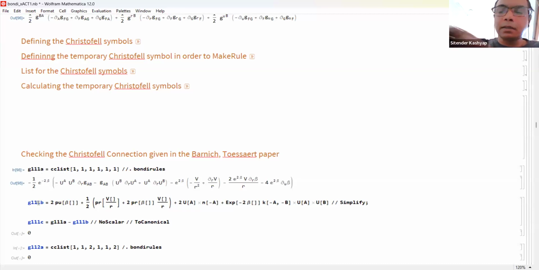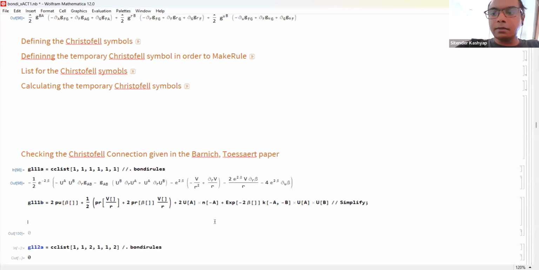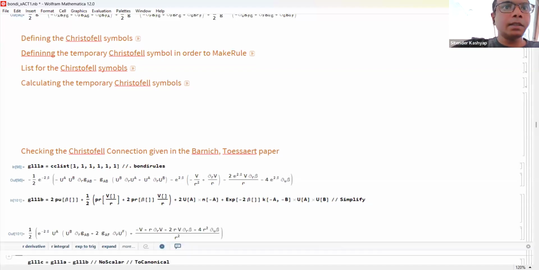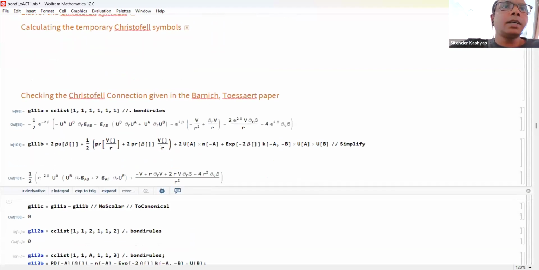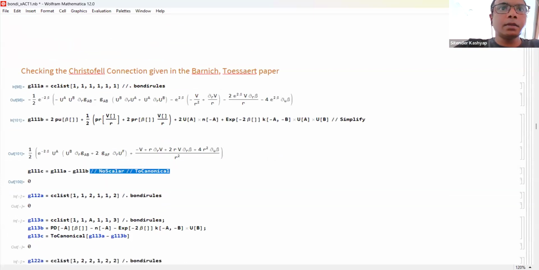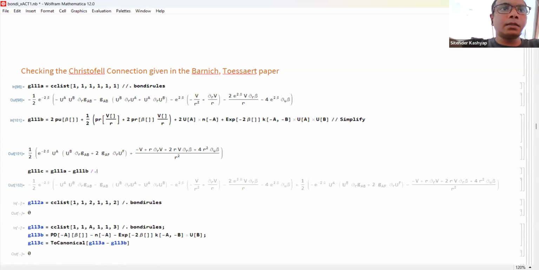And what they give in their paper is this expression. So now the idea is we have to see whether these two expressions are same or not. We cannot naively see whether they are same or not. So what do we do then is we give the job to xAct.